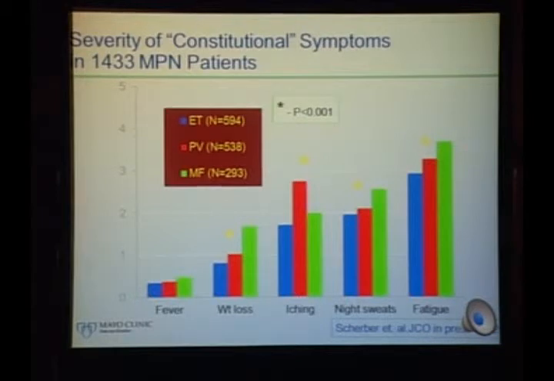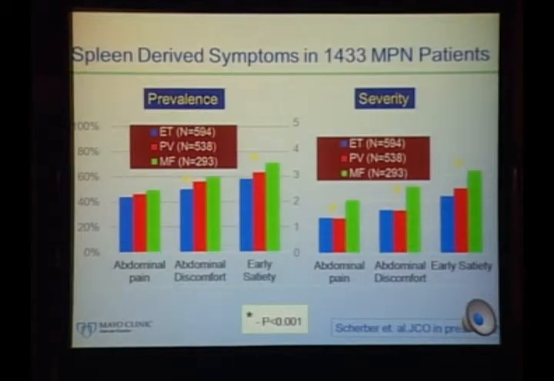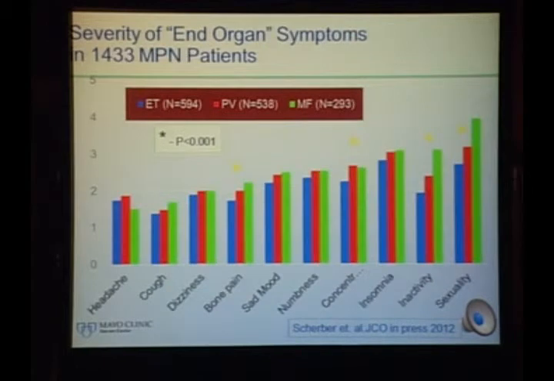You'll see in the middle that itching is even most problematic in PV. Spleen-related symptoms, both in terms of their severity and prevalence, are most problematic in those with myelofibrosis. And finally, end organ-related symptoms are common across the board, but you see, in green, are not limited only to MF, but can be present in ET and PV.